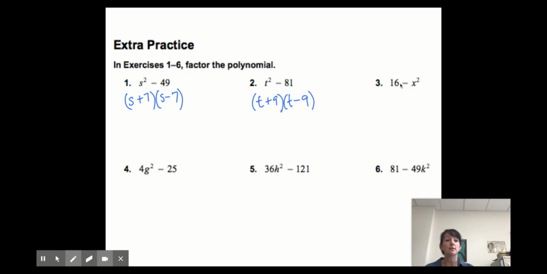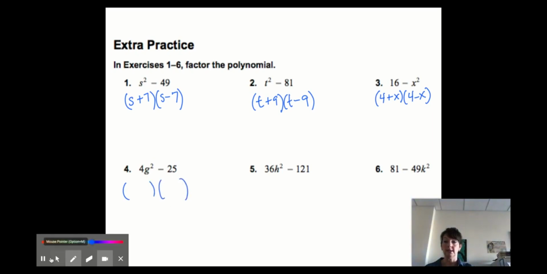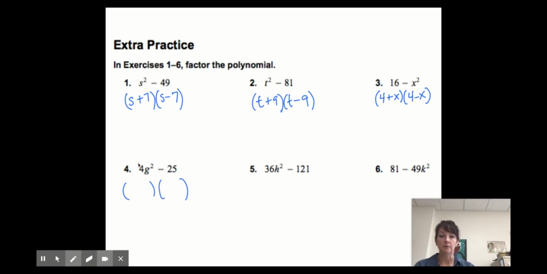So we're factoring these. Now this you can keep in this order. So we could do 4 plus x and 4 minus x. That's fine, we don't have to rearrange the terms. And here, we have inside these parentheses, the square root of 4g would be 2g. So I want to start with 2g. And the square root of 25 is 5, so I'll have a plus 5 and a minus 5.